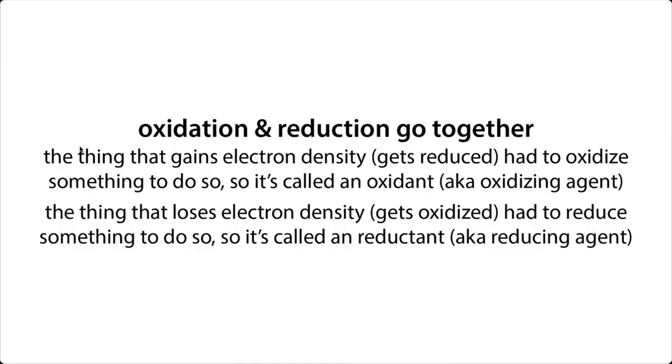Oxidation and reduction go together. If you're pulling electrons from one thing, you're pulling them to another. The thing that gains electron density, or gets reduced, had to oxidize something in order to do so. So we call the first thing the oxidant or the oxidizing agent. The thing that loses electron density, the thing getting oxidized, had to reduce that other thing in order to do so, so it's called a reductant or a reducing agent.